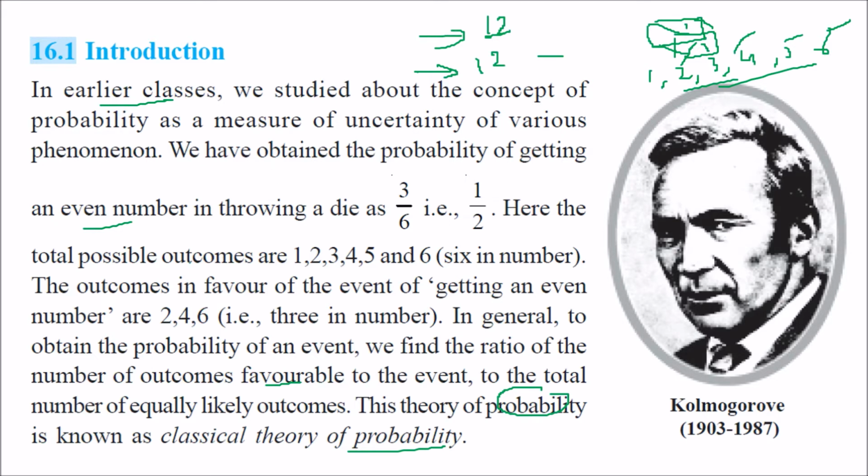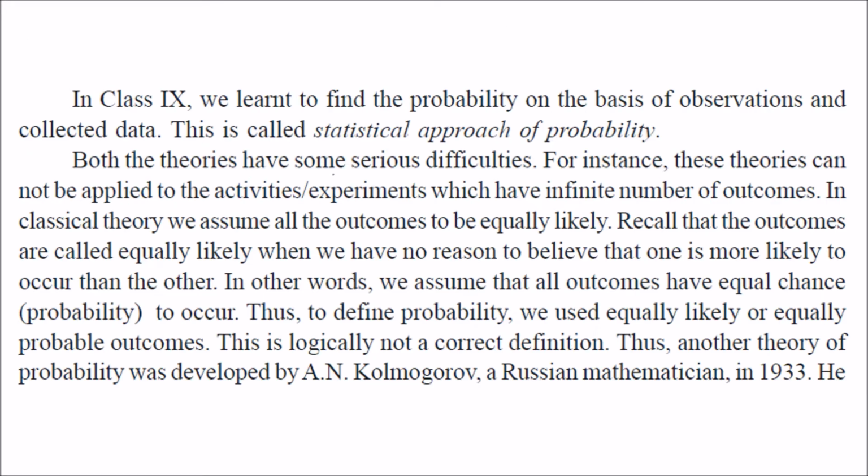If you intend to find out the odd numbers, then also the probability remains the same. This is the classical theory of probability, and in the earlier process we have seen the probability based on the observation and the data which is being collected. This approach of finding the probability using the data is known as the statistical approach of probability.